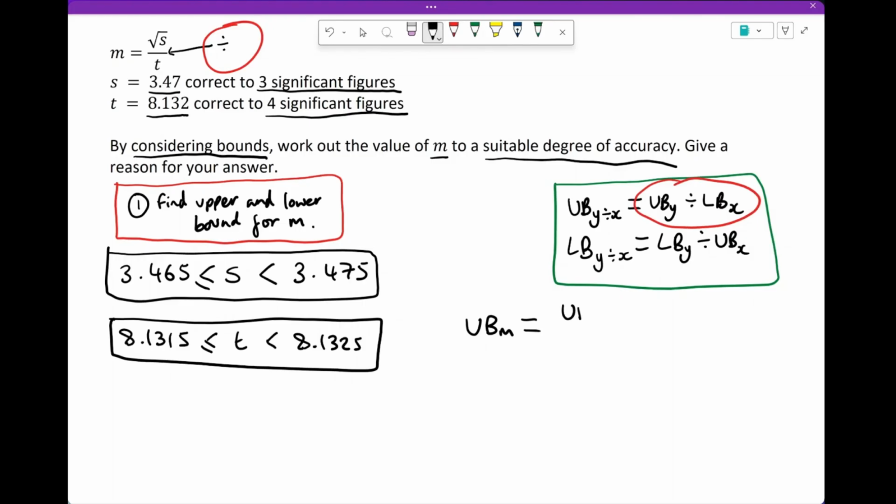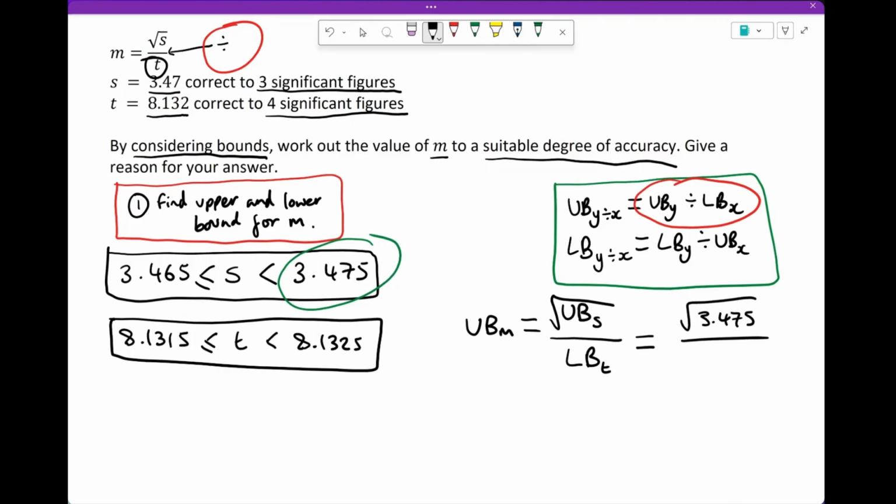Okay, so it's going to be the upper bound of the number in my numerator. So the number in my numerator is s. But don't forget, we do have to square root that value once we've identified it. And then for my denominator, we're dividing by the lower bound. So my denominator is t. So I need the lower bound of t. Okay, so this is equal to, and let's identify which specific values we're going to use. Well, for the upper bound of s, that would be the 3.475. So I'm going to write the square root of 3.475.